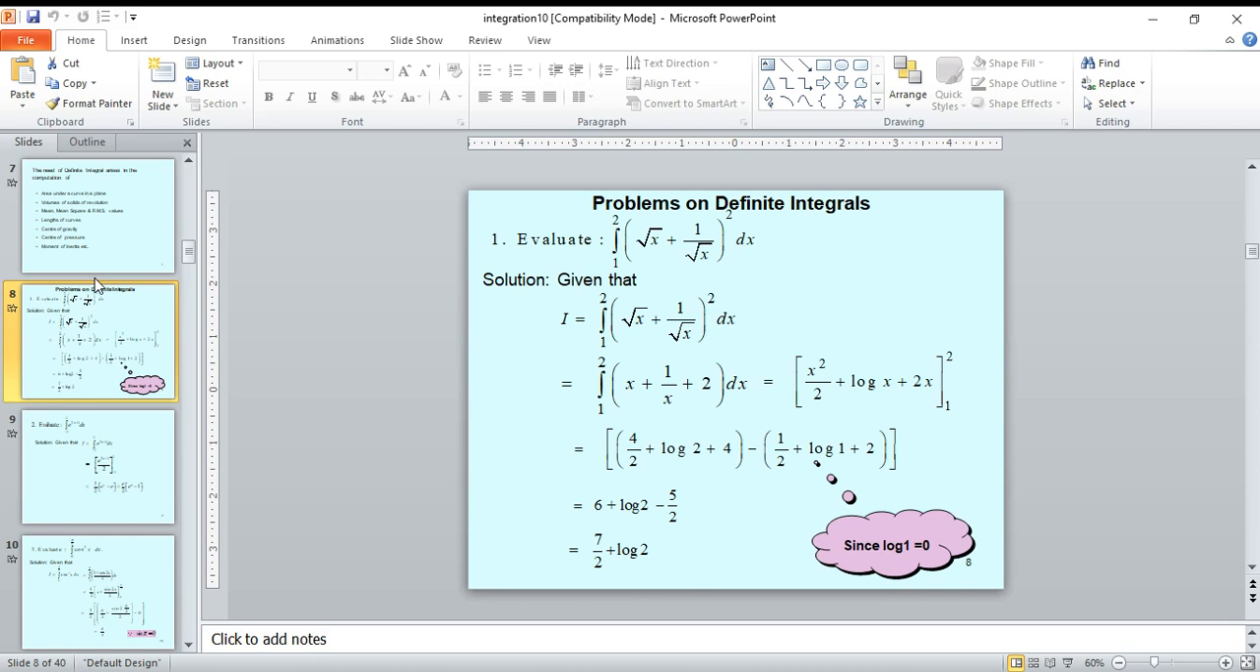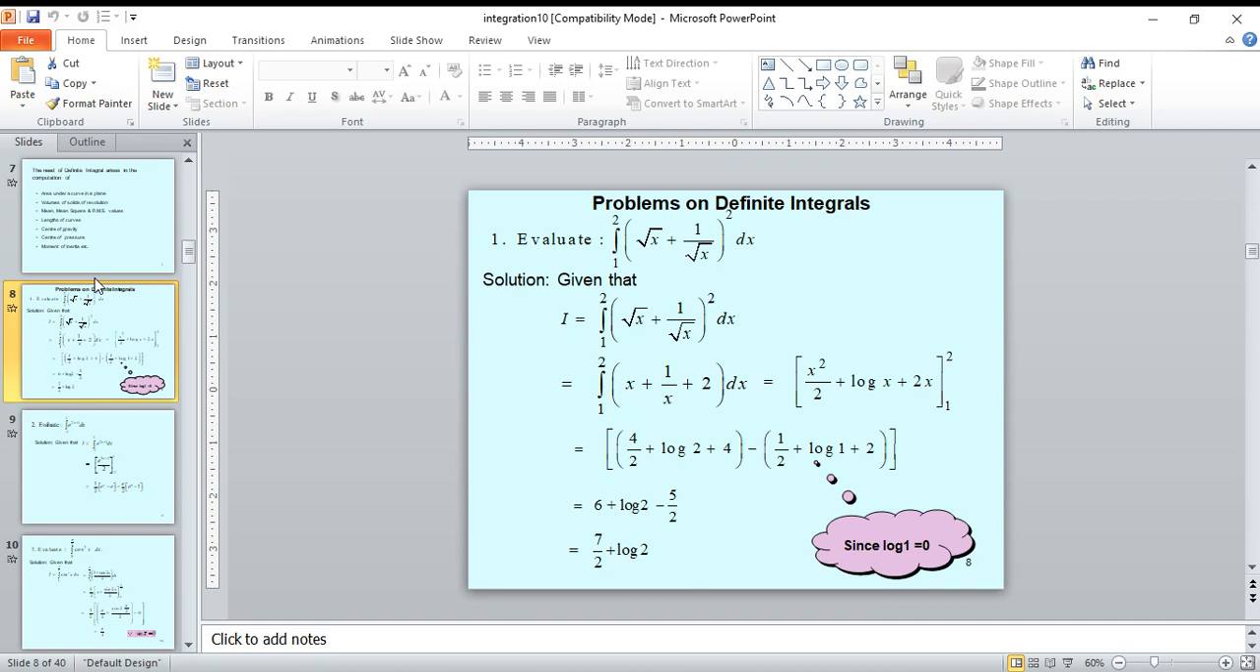Solution. Given I equals integration from 1 to 2 of (root x plus 1 by root x) whole square dx. This is an (a plus b) whole square formula, so apply it. Root x square is x, and 1 by root x square is 1 by x. Then 2ab is 2 into root x into 1 by root x; root x and 1 by root x cancel, giving 2. So x plus 1 by x plus 2 into dx.